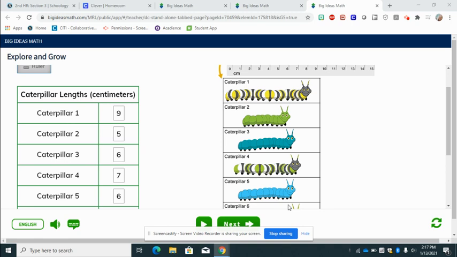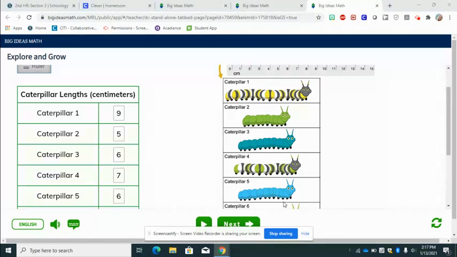Hey boys and girls, we're going to start with lesson 13.7. We have been answering questions based on the information in charts and graphs, and today we will make our own graphs and organize the data and answer questions about it. So we're going to measure objects and make line plots.